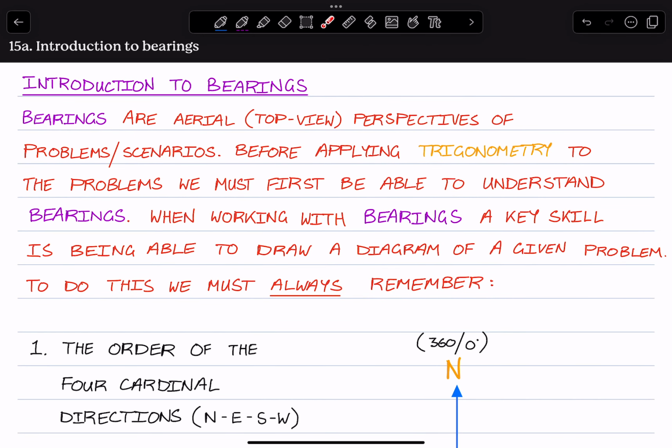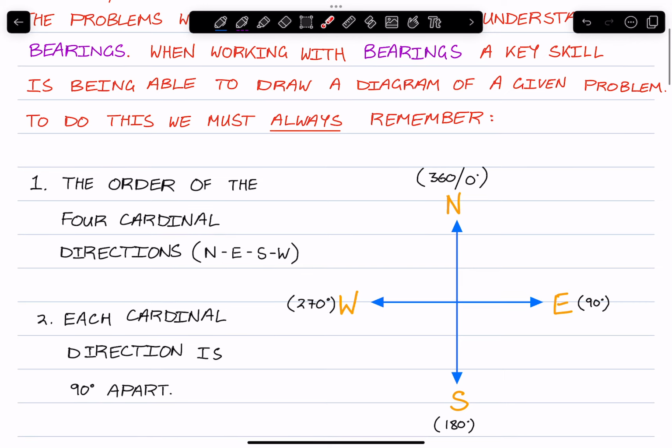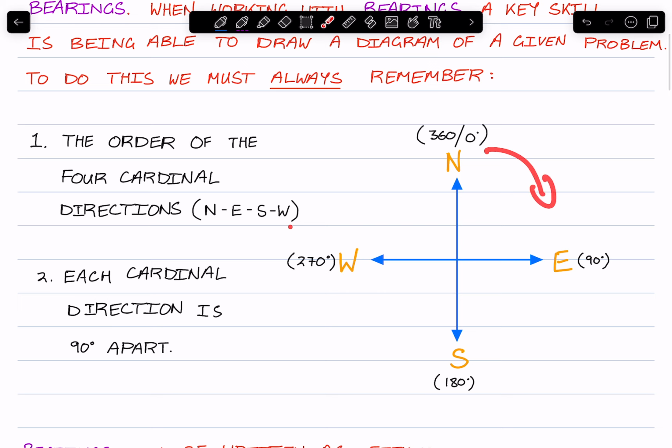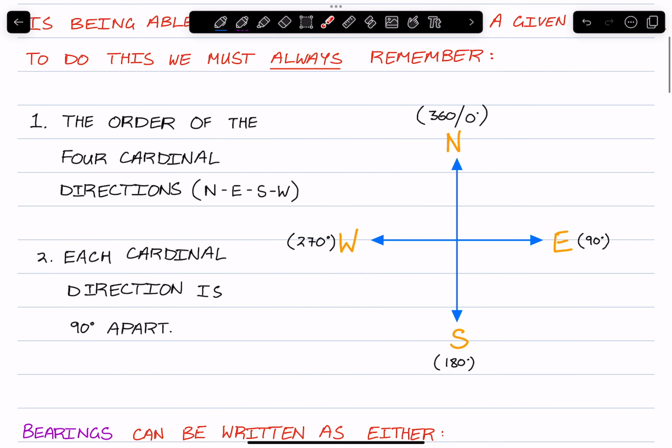Now to do this, we must first remember these two primary things. We must first remember the four cardinal directions: north, east, south, west, in a clockwise direction. So I'm sure we've all heard this: never eat soggy Weet-Bix, going clockwise. And we must also know that the cardinal directions are 90 degrees apart.